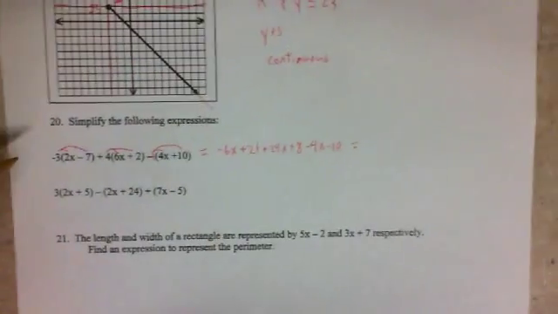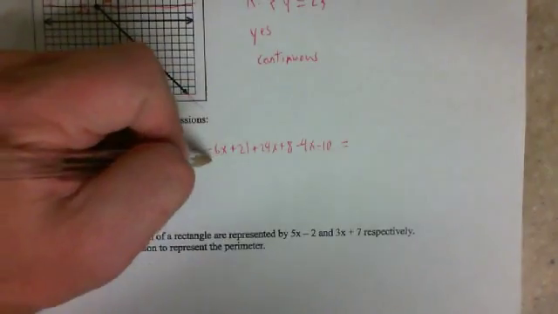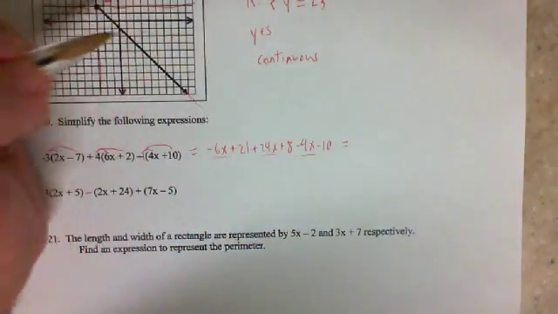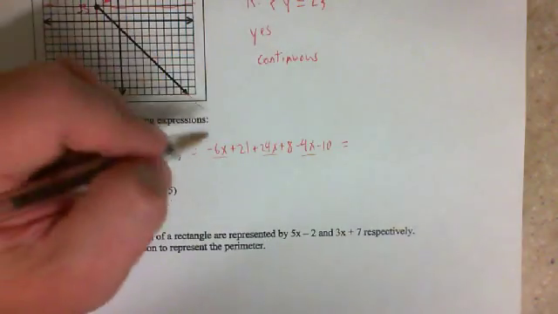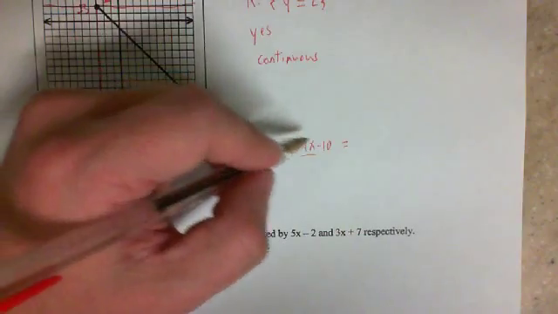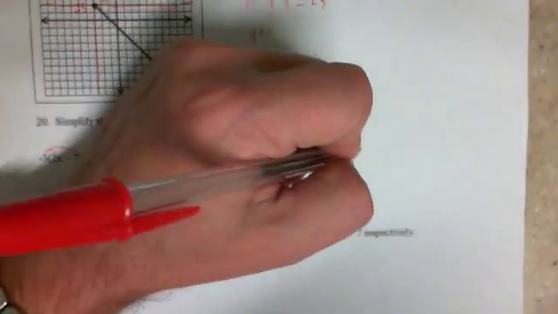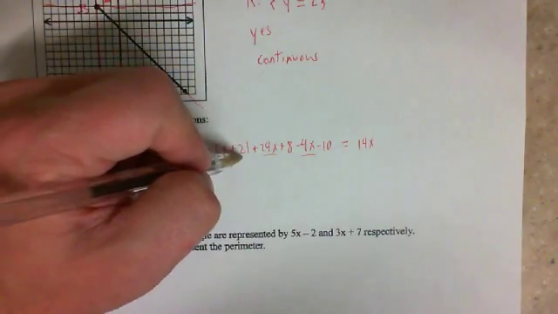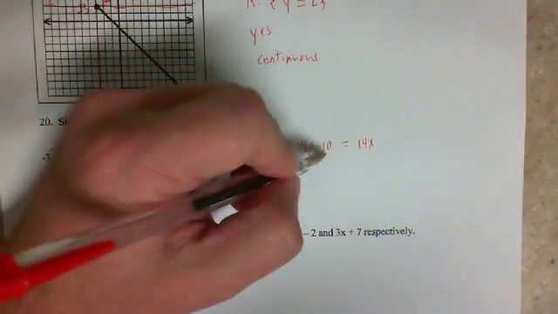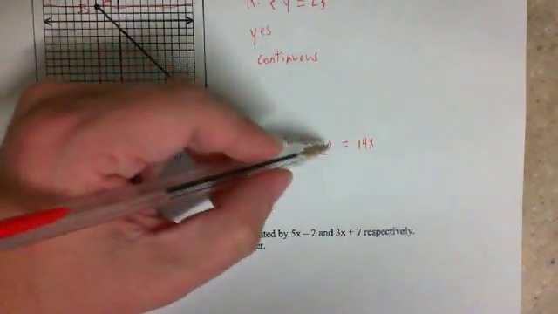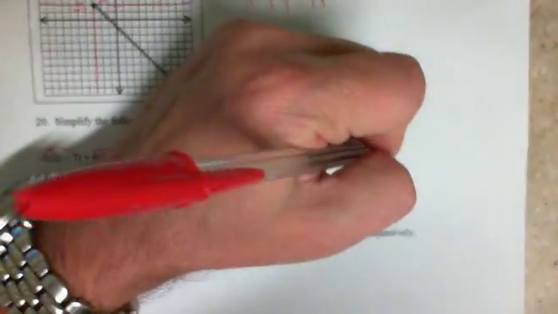Now the final step is combining like terms. So we've got a few like terms here. We've got -6x, +24x, and -4x. So combining all those, you got -6 plus 24 is 18. 18 take away 4 is 14. So there we got 14x. Now in the constants, you got 21 plus 8, take away 10. 21 plus 8, 29. 29, take away 10, 19.